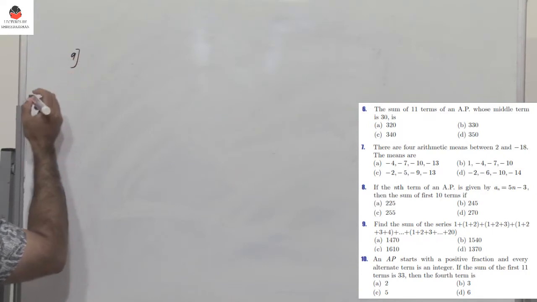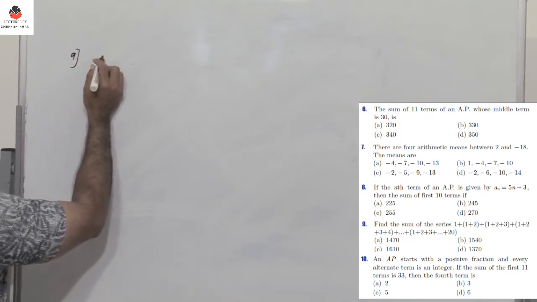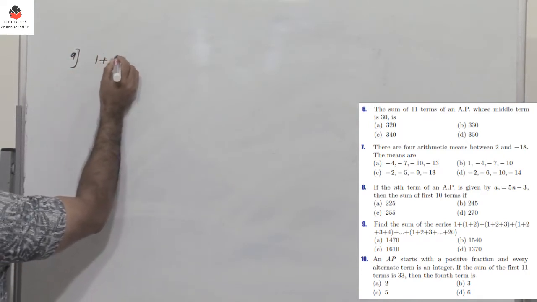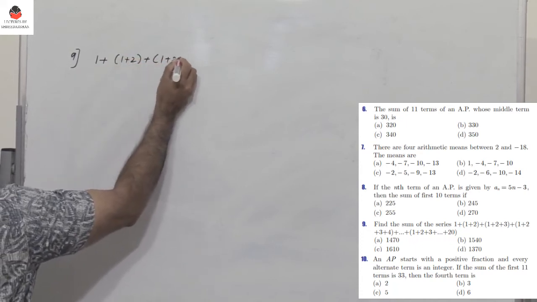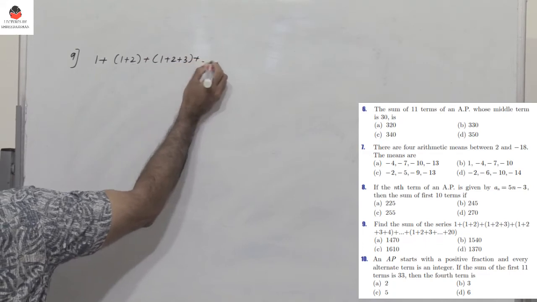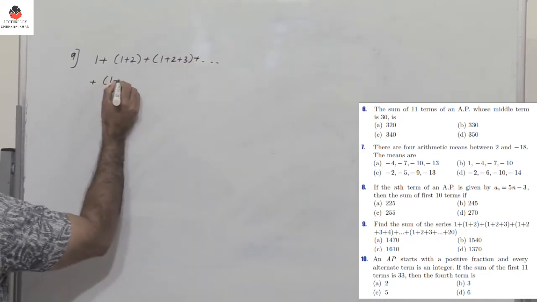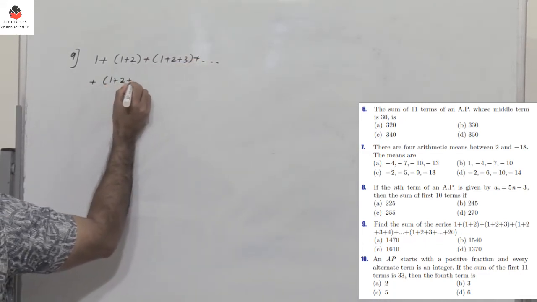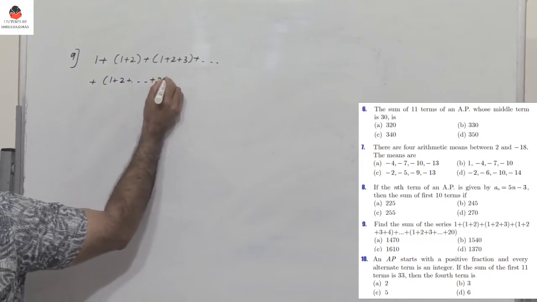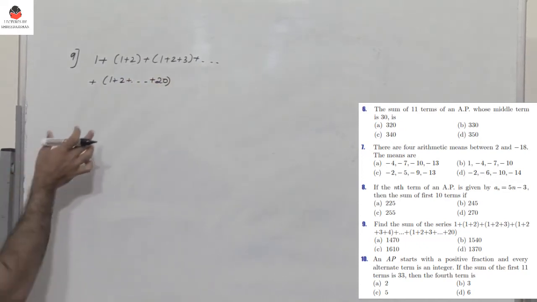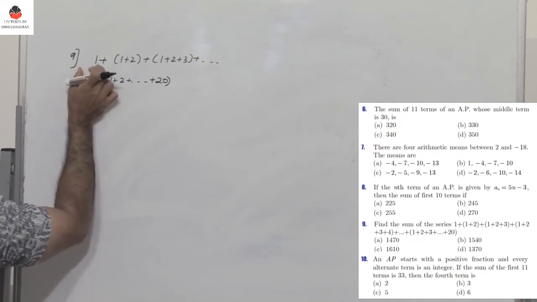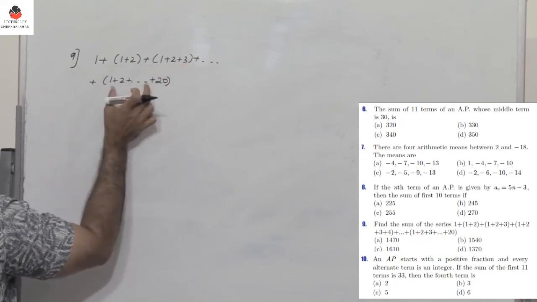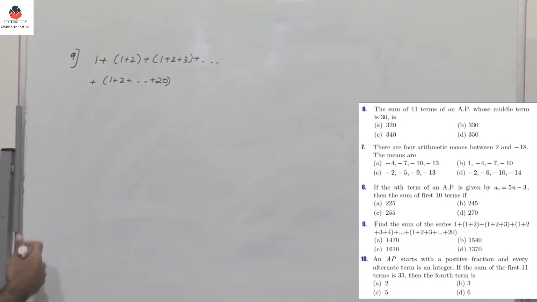Problem 9 is a tricky one. Find the sum of the series. So we have 1 plus 1 plus 2 plus 1 plus 2 plus 3 plus so on. And then the last term is 1 plus 2 and so on up to 20. So this itself is an arithmetic progression. In the first one you have one term, 2 terms, 3 terms and then 20 terms. So we need to find the sum.